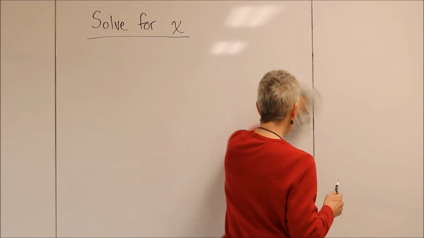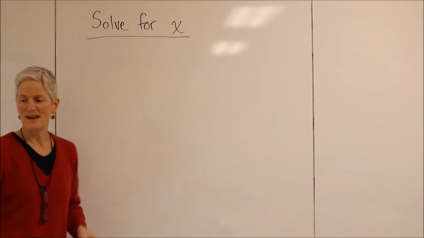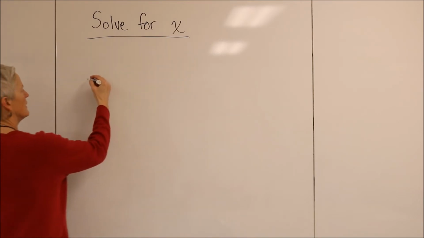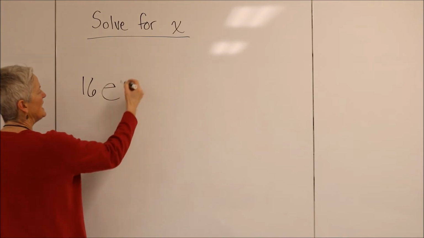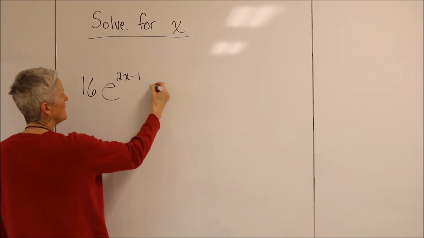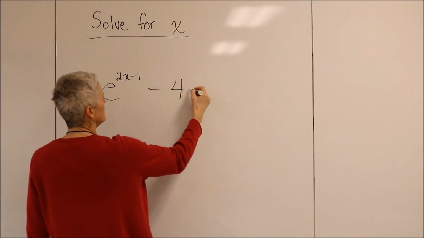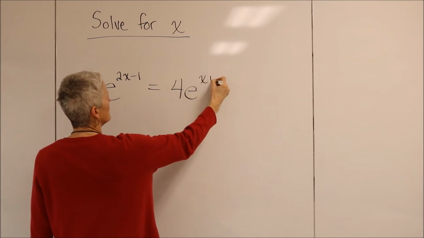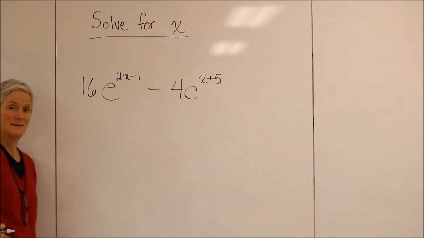Let's do one of these with e. I always use the same numbers. Give me a number. 16. All right, let's say 16e to the 2x minus 1 equals 4 times e to the x plus 5. Uh-oh. Let's solve this.